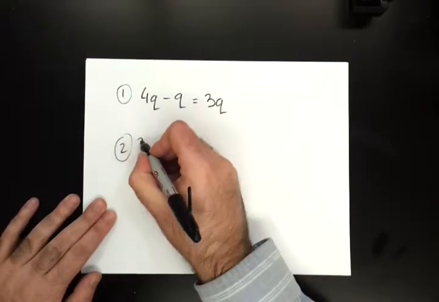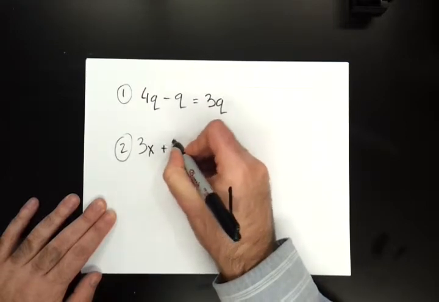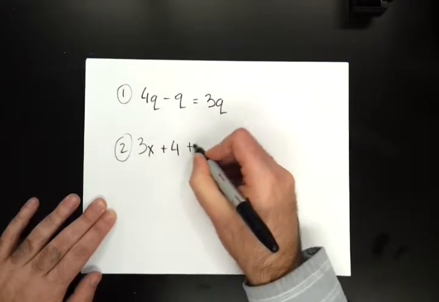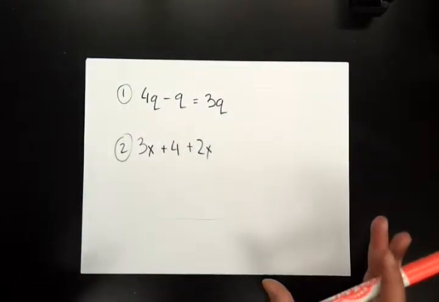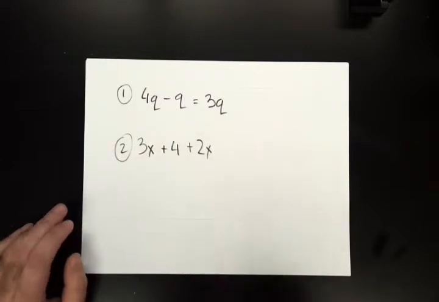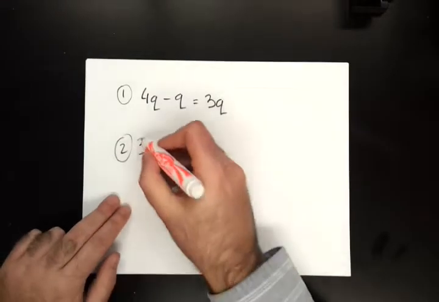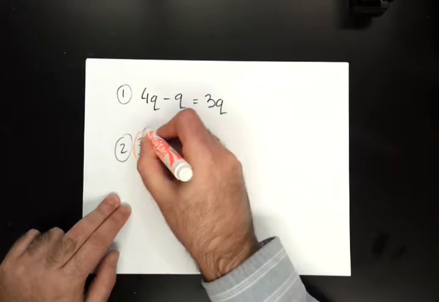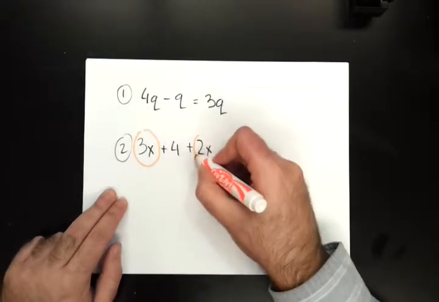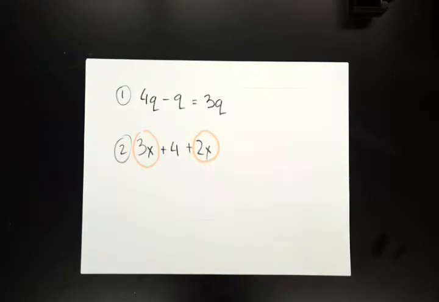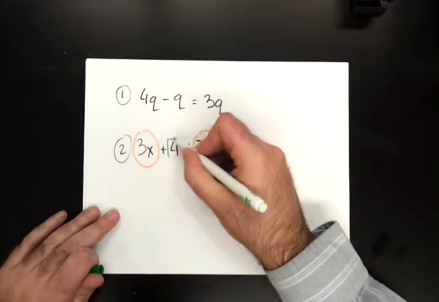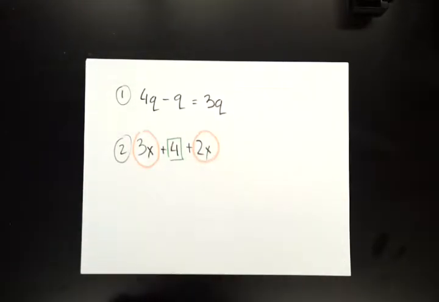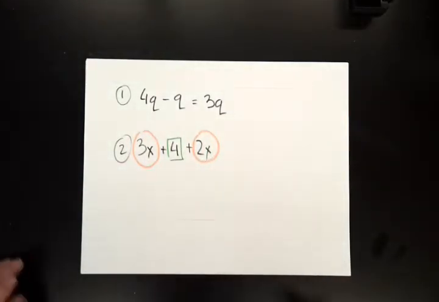Here we have 3x plus 4 plus 2x. Here we actually have 3 terms total, 1, 2, 3, and we have 2 different term types. First of all, we have the x terms. These are terms with the variable x in them. The 3x and the 2x are x terms. And then we have a different term, the constant. This is a term without any variables at all. So 2 different terms here, the x term and the constant.